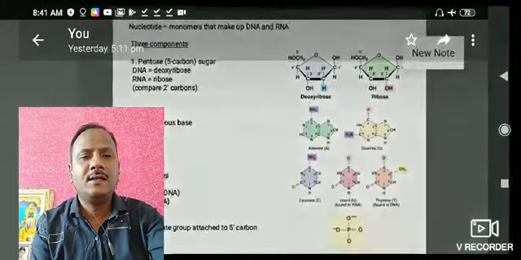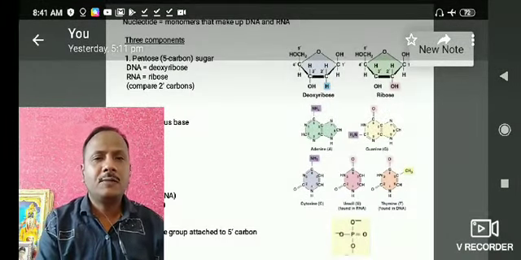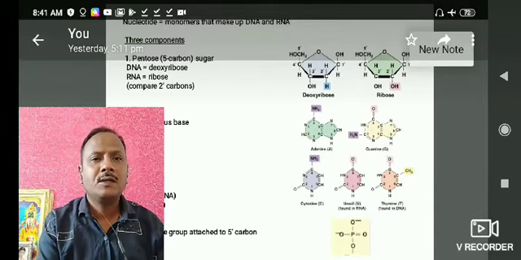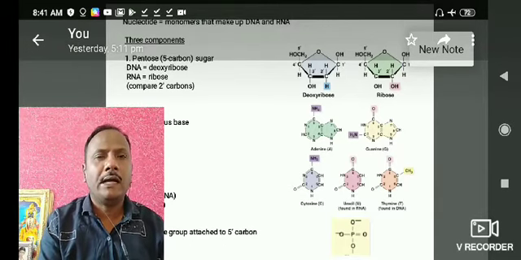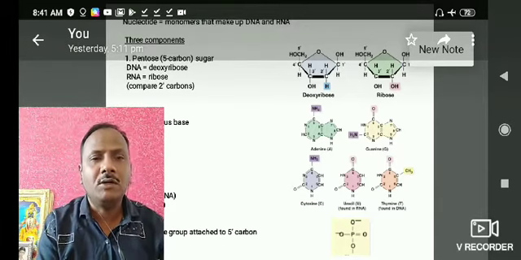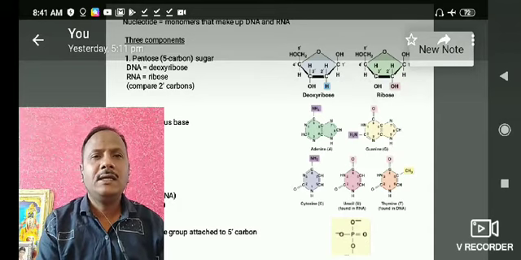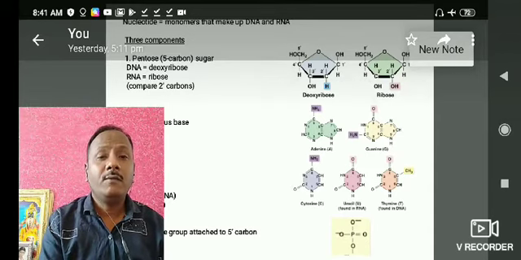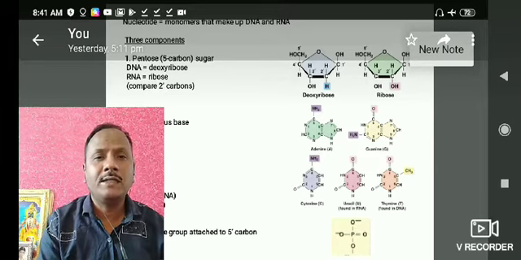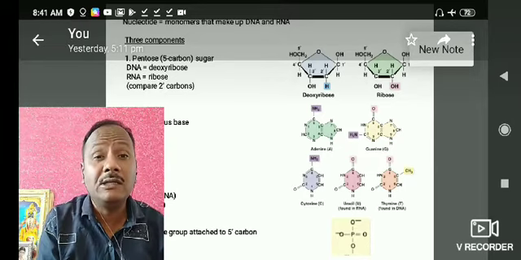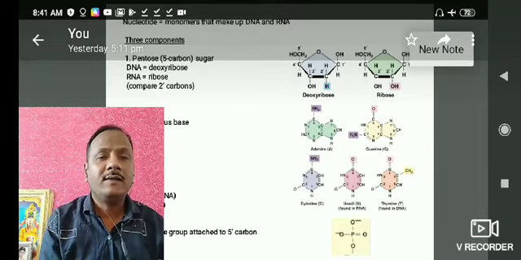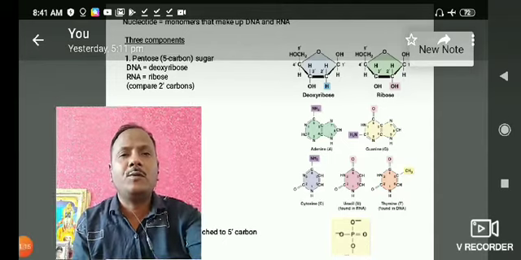So DNA is a deoxyribose nucleotide. DNA is also called a polynucleotide because DNA is made up of a number of nucleotides. One nucleotide binds with another nucleotide. Likewise, there is a chain. That's why it is called a polynucleotide.